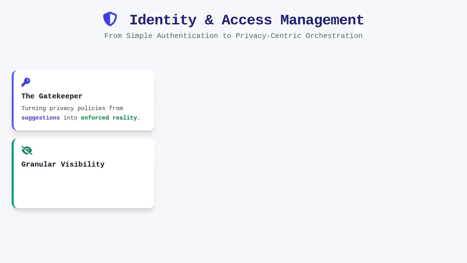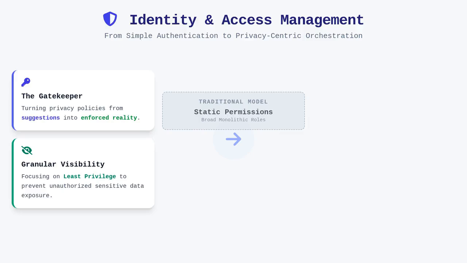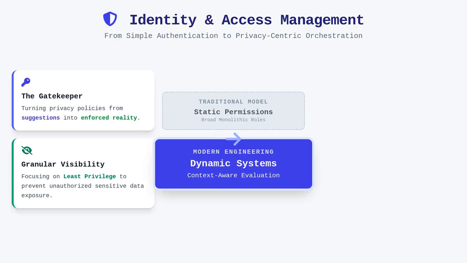A robust system ensures that every request is validated against the principle of least privilege, preventing unauthorized exposure of sensitive user data. Traditional models relied on static permissions, but modern privacy engineering requires dynamic systems that understand context. By designing systems that evaluate attributes in real time, we can restrict access to data based on current necessity rather than historical status or tenure.